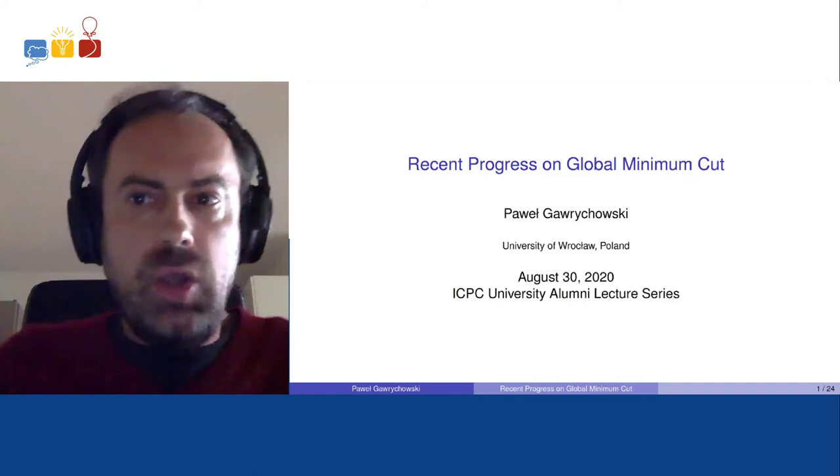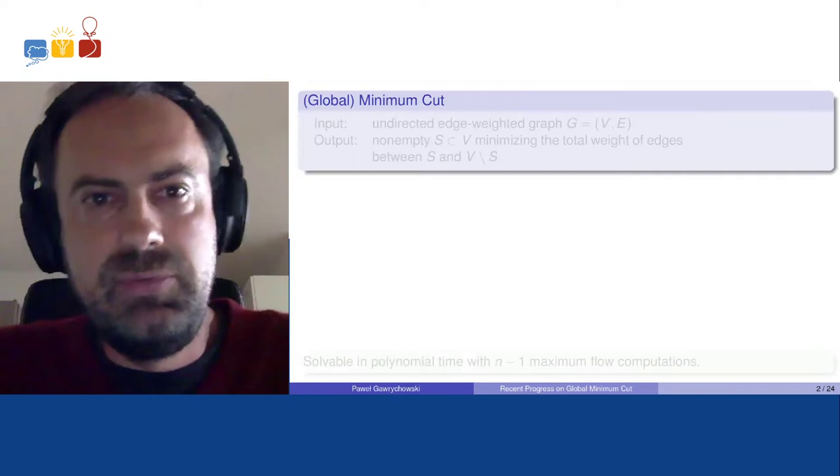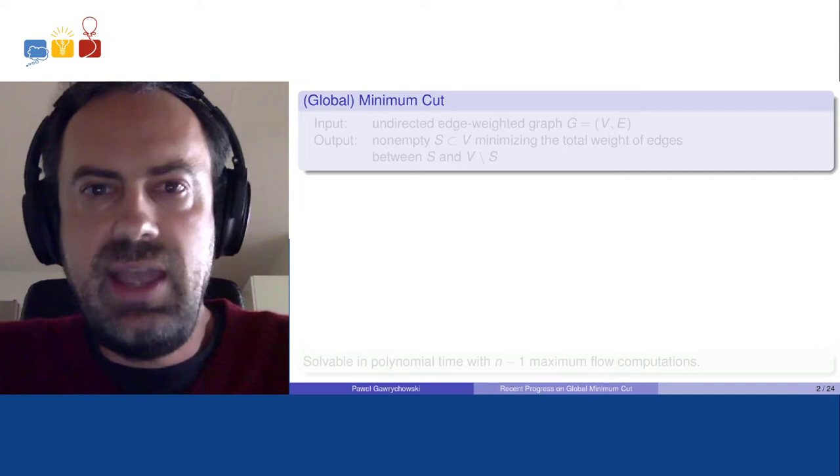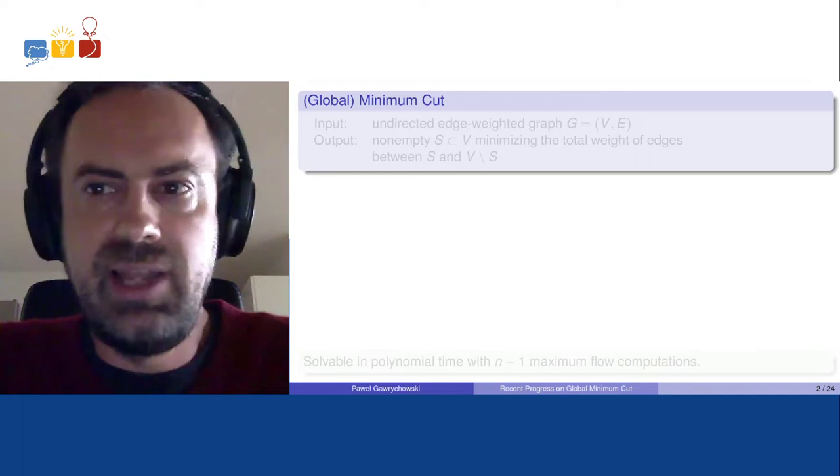Okay, so let me start by defining the problem we want to solve. I think you have all seen it before, but just in case. So we are given a graph. It's an undirected edge-weighted graph. The weights are positive. You can think real numbers or integers. It doesn't really matter in this case.